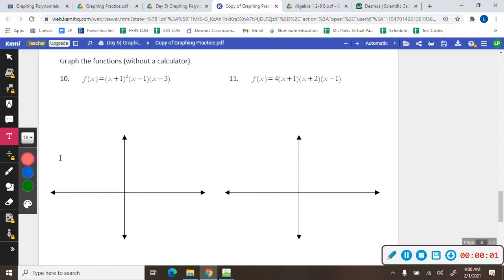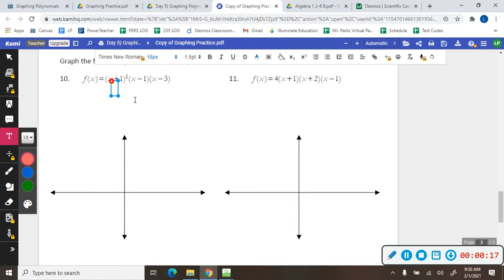So on number 10, we're going to graph the functions without a calculator. And I noticed that this is my x-axis, this is my y-axis. They didn't include a scale on here, so I'm going to kind of guess on here. But for the first one, x plus 1, I know my solution would be at x equals -1. And I see that that's to the second power, so that's going to be a bounce.